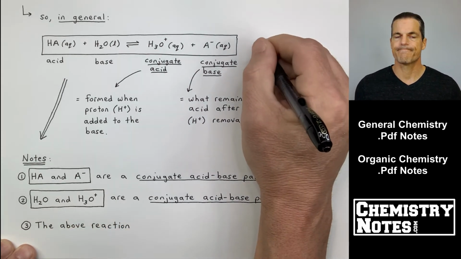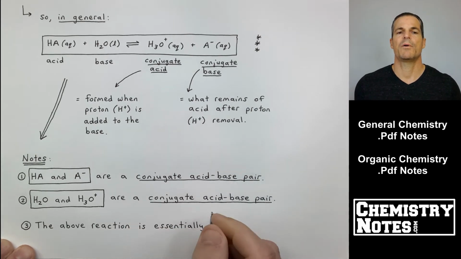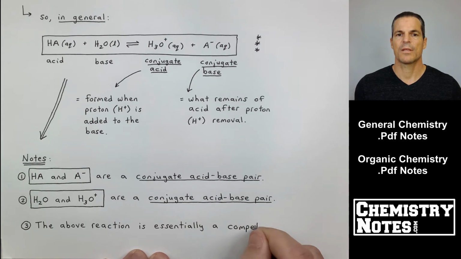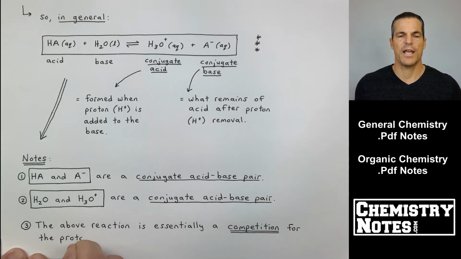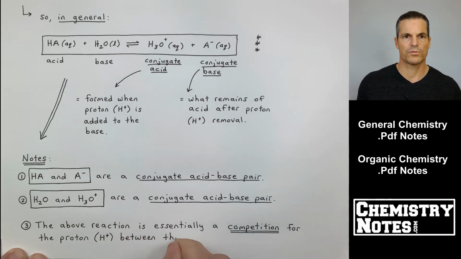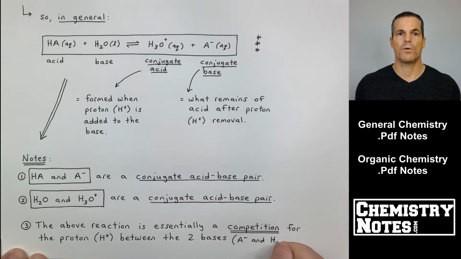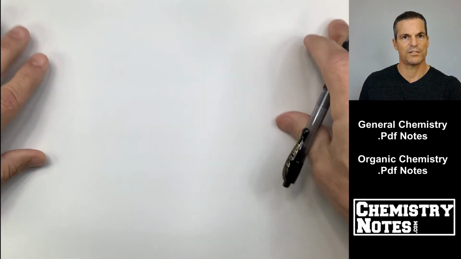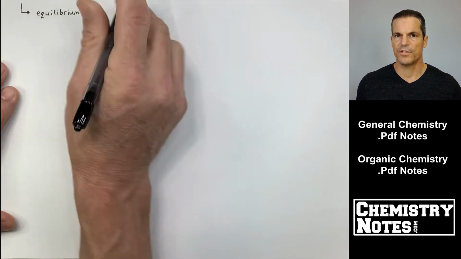Note number 3, the above reaction that I just put 3 stars by because of its importance, is essentially a competition for the H plus ion. It's a competition for the proton. If you look at this reaction, we have a double-headed arrow, and the double-headed arrow doesn't lean toward one side or the other, but your equilibrium is going to lie, and we'll get to this, away from the stronger acid and stronger base. More on that later.